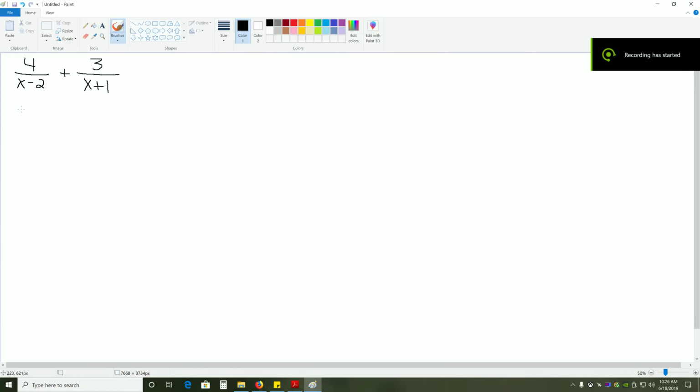In this problem, we're going to be adding the rational expressions 4 over x minus 2 and 3 over x plus 1. Whenever you're adding or subtracting fractions, you must have a common denominator. In this case, x minus 2 and x plus 1 are completely different denominators, so we must find a least common denominator in order to add them.